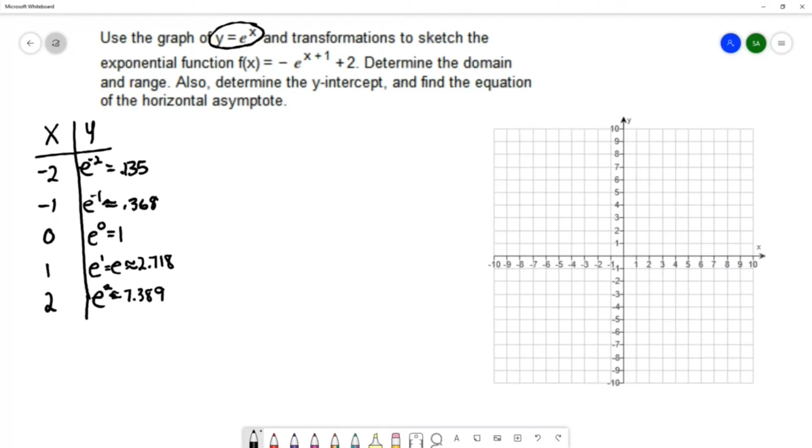We have -2 and 0.135, -1 and 0.368, 0, 1, 1 and 2.7, 2 and 7.3. So we can see a sketch of this graph. y equals e to the x looks like this.